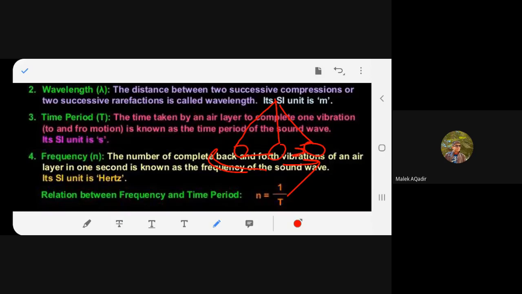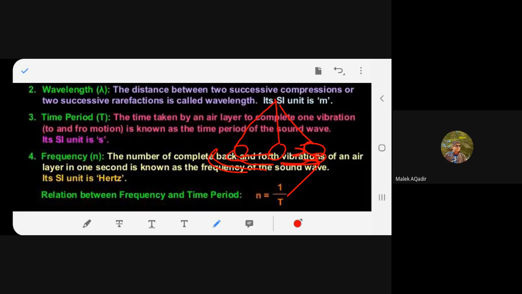And what is that one vibration? It goes here and it goes back. How much time does it take? That becomes time period. Hope you have understood. What is one oscillation, beta? To and fro motion. How much time does it take for back and forth motion, for to and fro motion? That becomes the time period of that particular object.